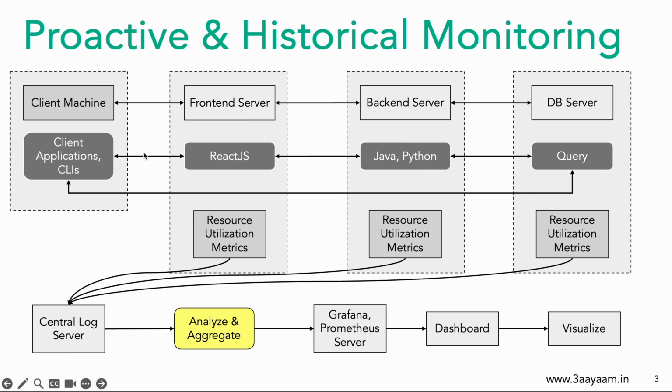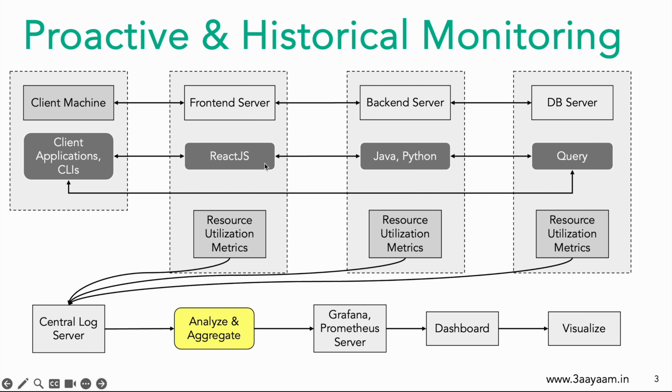You have client machine, front-end server, back-end server, database server. The client machine can run technologies like Java application, front-end applications, command line interface, which can connect to the database directly, or they can connect to the front-end server also, and the front-end server would connect to the back-end server, which will in turn connect to the database server. Now all these servers will generate their own resource utilization matrix.